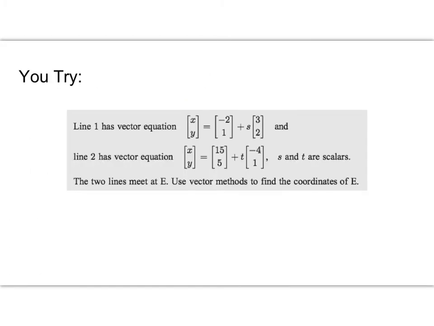Here's one for you to try. So I have two equations, line 1 and line 2, two vector equations. S and T, those are scalars, which are just single numbers. So the two lines meet at point E. Use vector methods to find the coordinates of point E, just like I did before. So pause this when you're ready and turn it back on to check your answer.